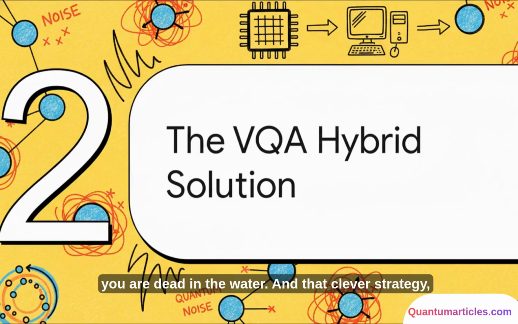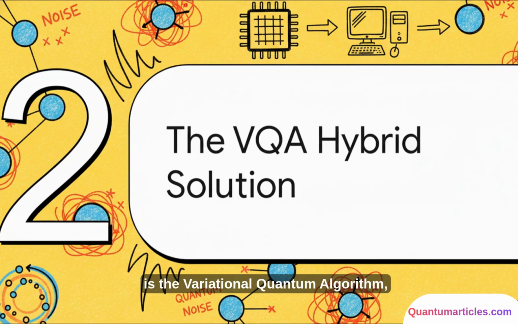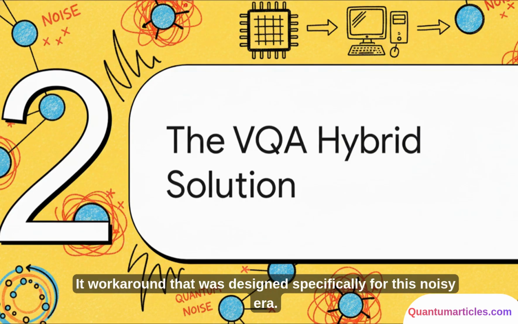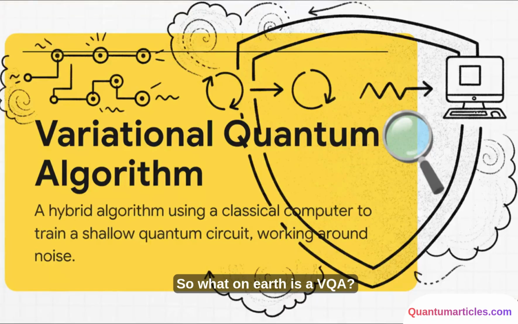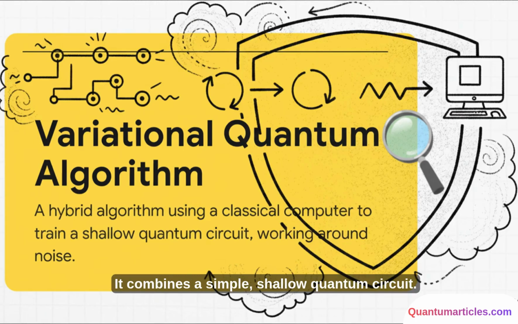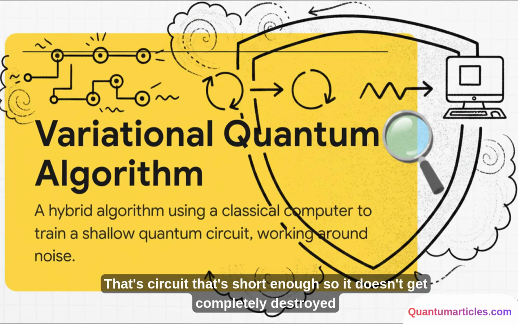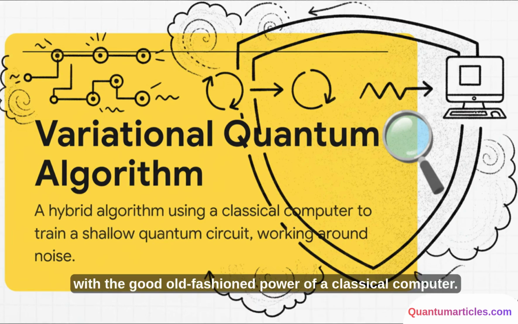And that clever strategy, our hero for this explainer, is the Variational Quantum Algorithm, or VQA for short. It is a brilliant workaround that was designed specifically for this noisy era. So what on earth is a VQA? Well, think of it as a powerhouse team-up. It's a hybrid algorithm. It combines a simple, shallow quantum circuit, that's a circuit that's short enough so it doesn't get completely destroyed by noise, with the good old-fashioned power of a classical computer.